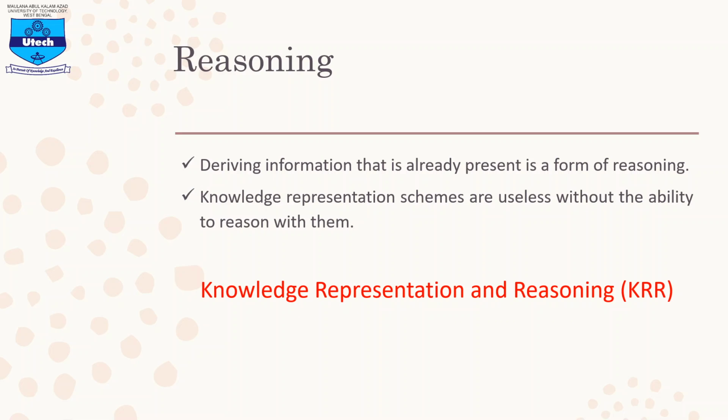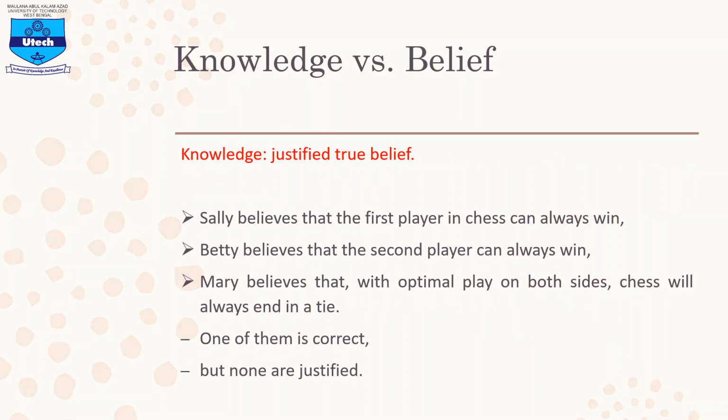Now, the reasoning part. Reasoning is deriving information that is already present in the representation. Knowledge representation schemes are useless without the ability to reason with them. That is, you may have represented knowledge very efficiently, but if from that representation reasoning cannot be done, then that knowledge representation is useless. Your knowledge representation should be in such a fashion that proper reasoning can be done from it. So this is knowledge representation and reasoning, KRR.